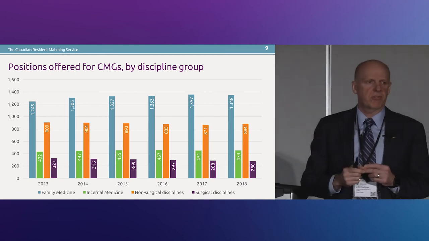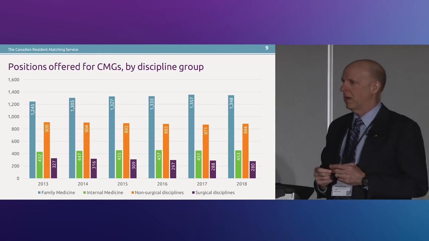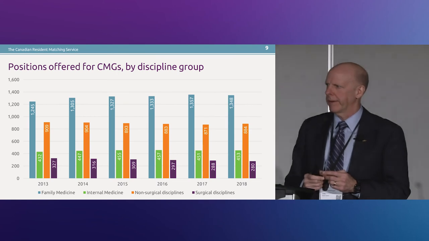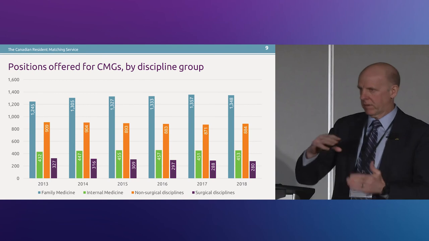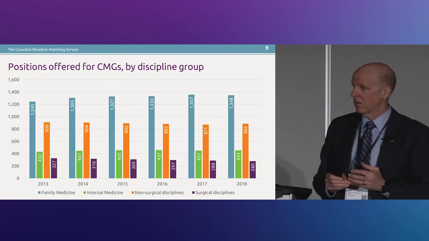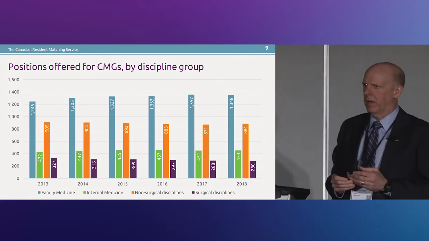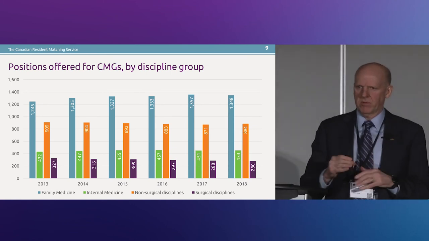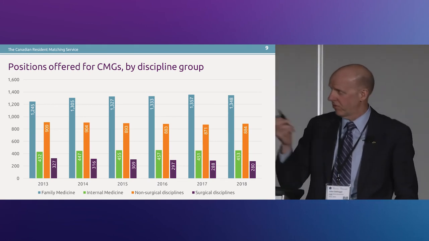Family medicine positions from 2013 to 2018 have gone up 103 across the country. Internal medicine is up 21, not surprisingly, with the focus on primary care at a provincial policy level. But the corollary to that is the surgical discipline quota has decreased by 47, and the non-surgical has decreased by 25. I don't think it's terribly surprising, but sometimes the data is revealing in terms of the relative proportion of shifting across the disciplines. So this is a national view.